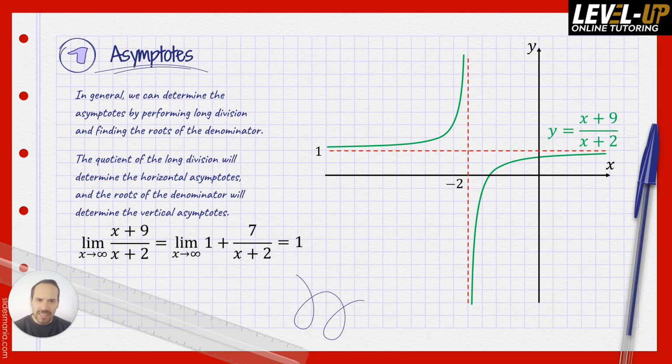So I'm hoping that makes sense now, how that works. So we're basically looking for when the denominator equals 0. That will be your vertical asymptotes. And then we can use this long division technique, and you'll see that the remainder will basically go to 0 as x goes to infinity. And what's left over, what we call the quotient, which is 1 in this case, is what will be the horizontal asymptote.